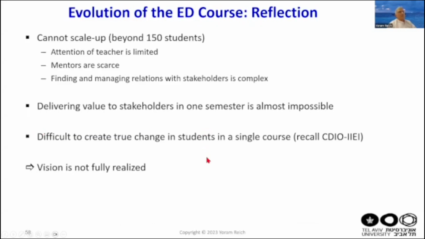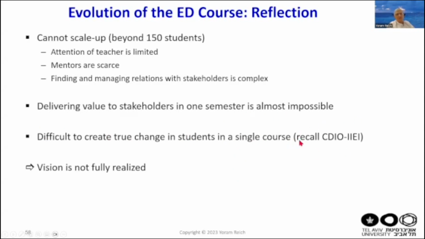The course cannot scale up to more than 150, so I really do not attain my vision of educating all the students at the university. It's impossible to deliver value to stakeholders in 1 semester, so we need to come up with new ways to do something. And it's difficult to create true change in students in a single course.